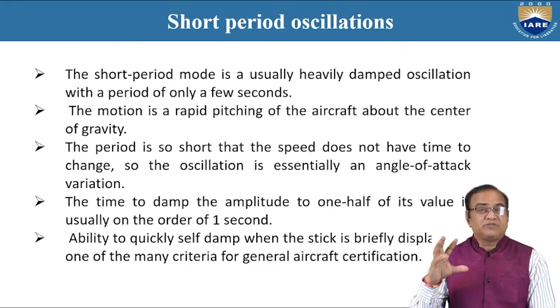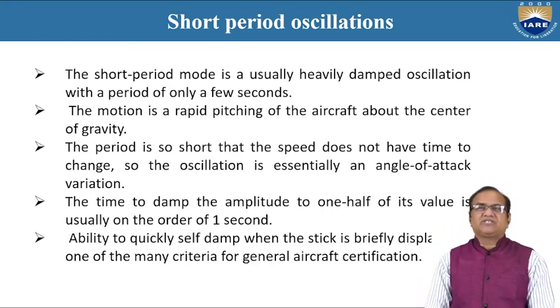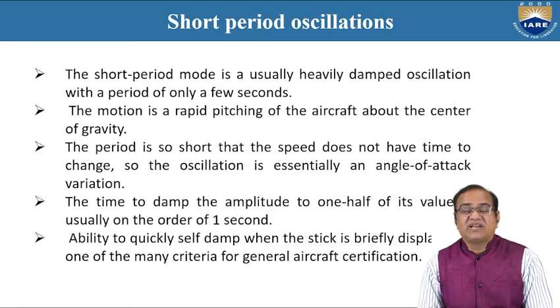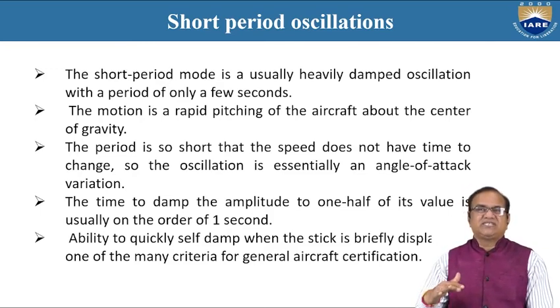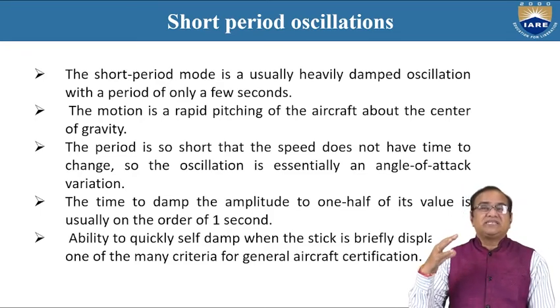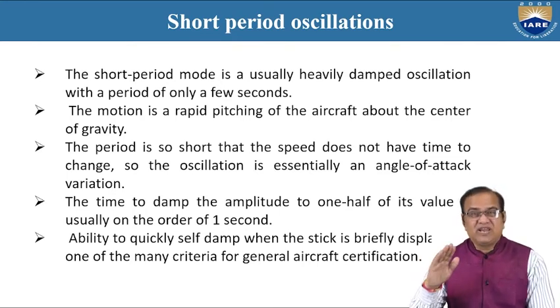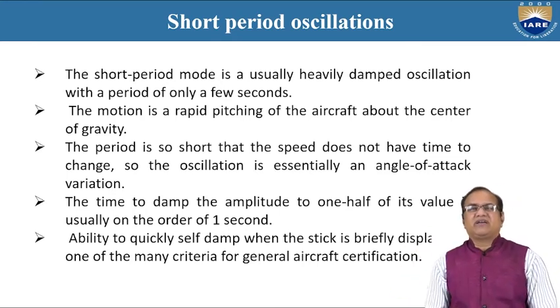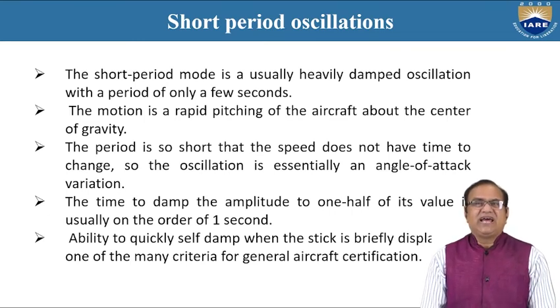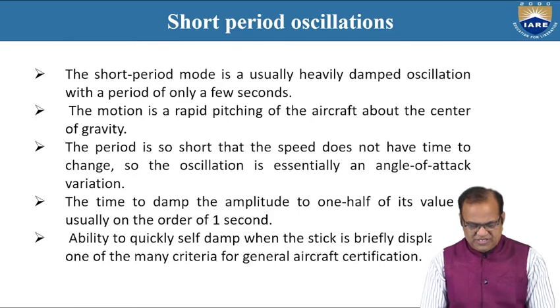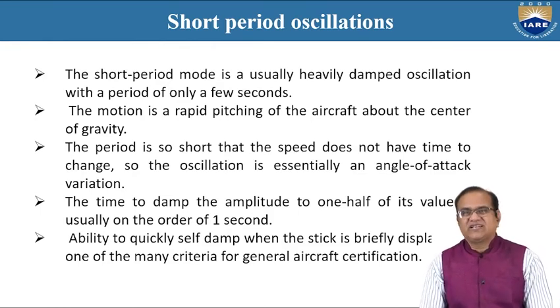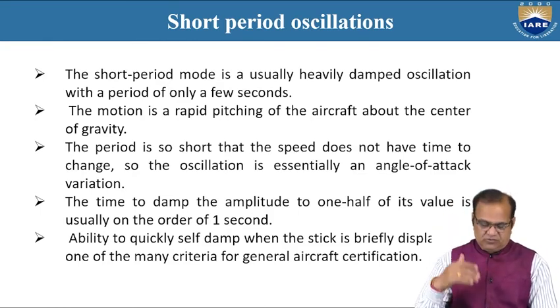In the phugoid mode, speed will vary. So the oscillation is essentially an angle of attack variation. In this, angle of attack will change. However, in the phugoid, angle of attack will remain constant. The velocity of the aircraft will change. The time to damp the amplitude to one half of its value is usually on the order of 1 second. So in 1 second, it is damped out.